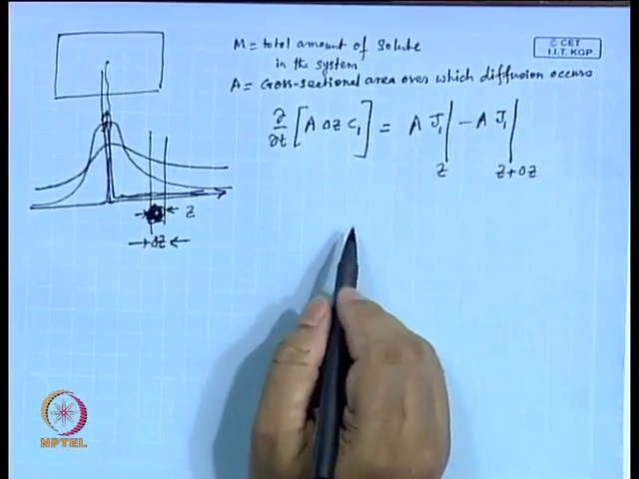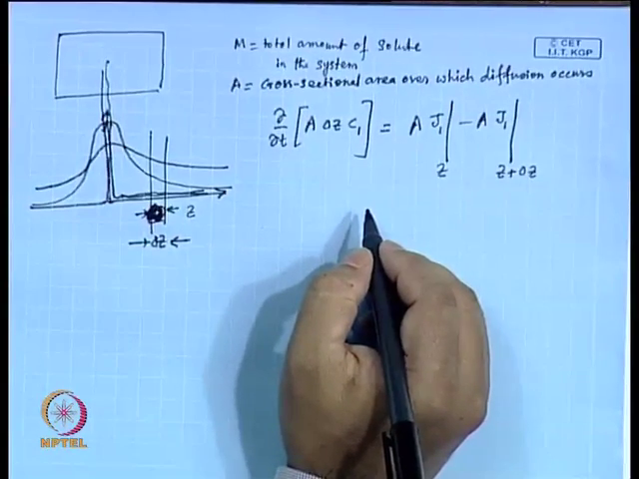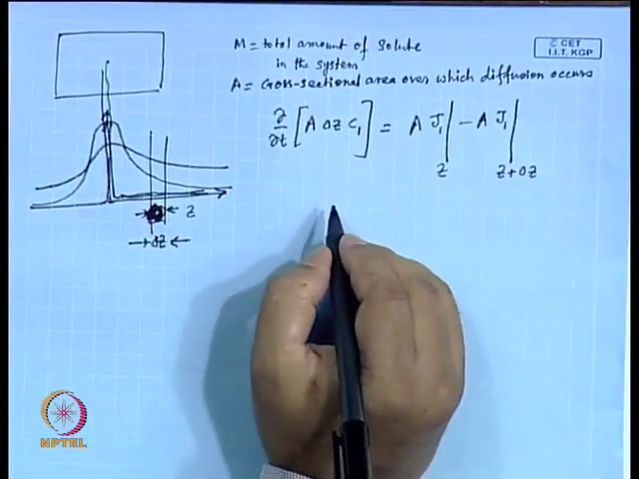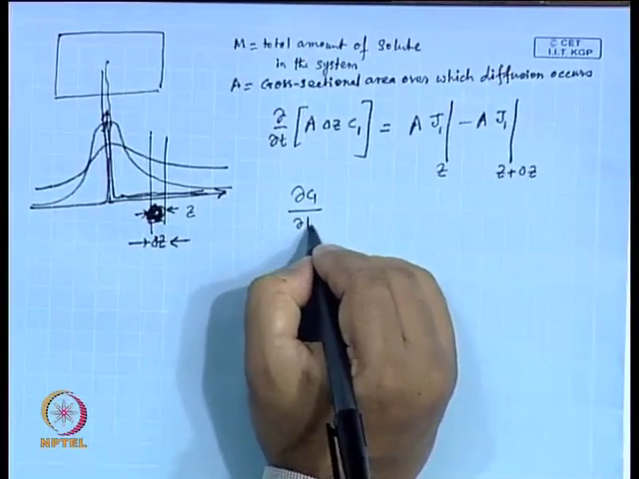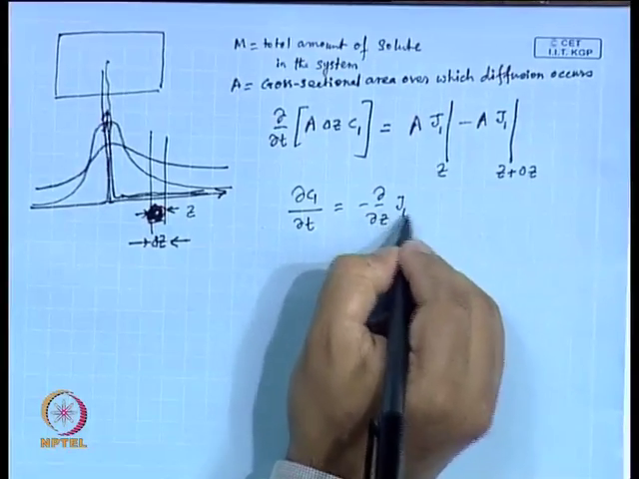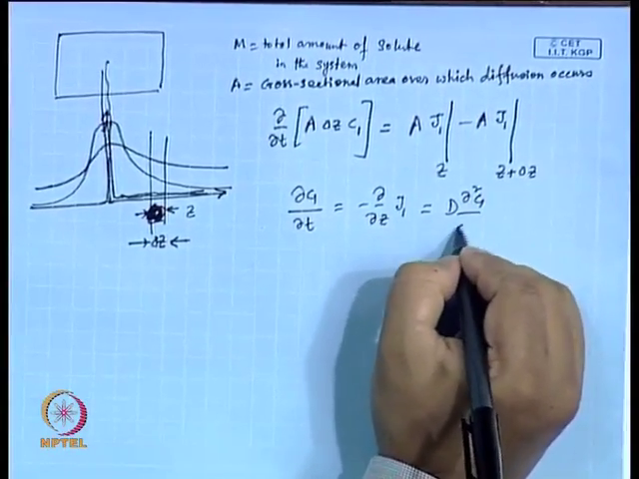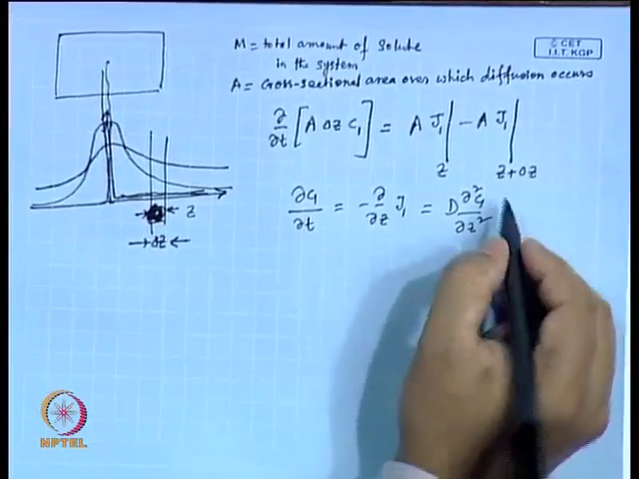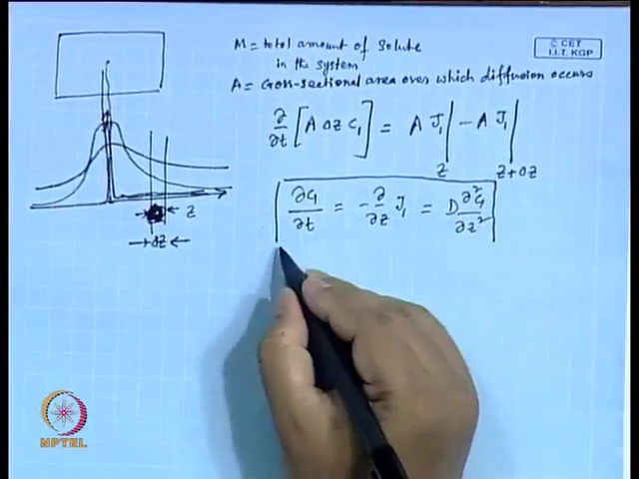All right. So, this is the mass balance on this differential element, and then if you write this as del C1 del T, then this would be equal to minus del Z of J1, which can be written as D del square C1 del Z square. So, this is the governing equation. I mean, you are already familiar with this governing equation.